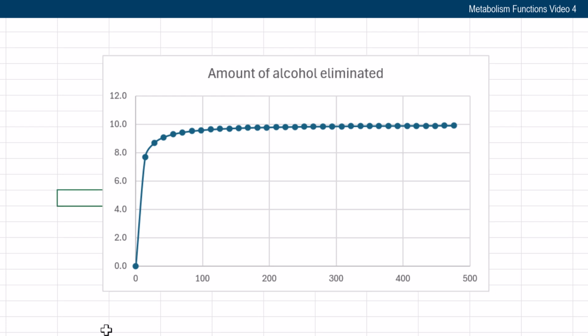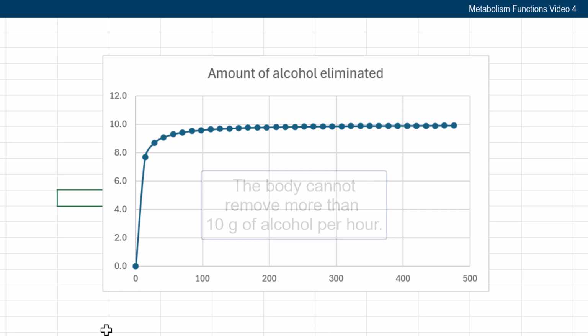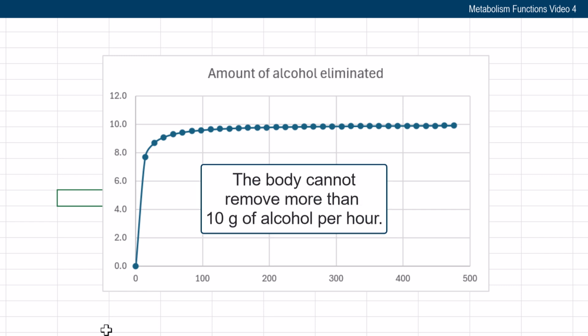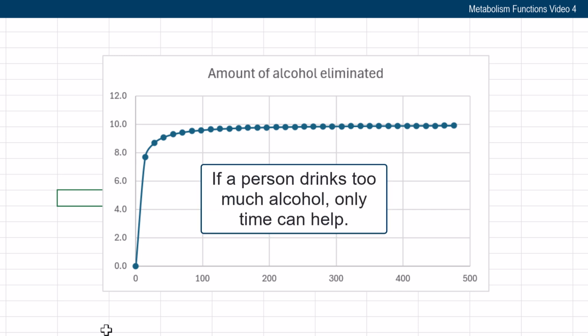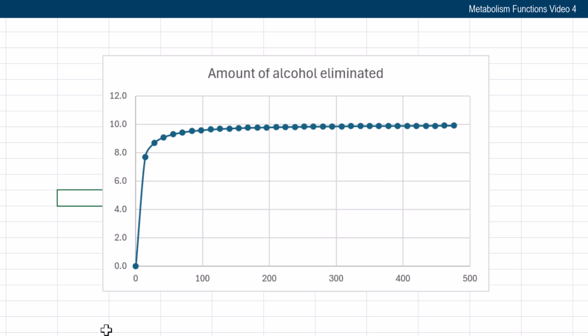Okay, so big takeaways that I want you to have from this unit is that the body cannot remove more than 10 grams of alcohol per hour from your system. And if a person drinks too much alcohol, only time can help. Right? So again, there's a max of how much can be eliminated, so time is the only thing that will eliminate the alcohol from your system.